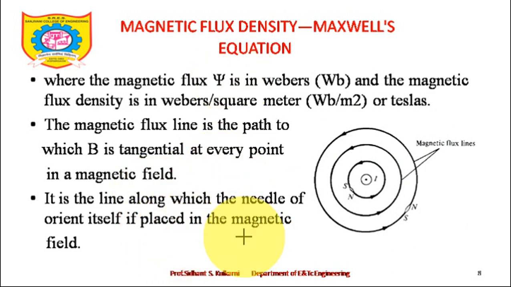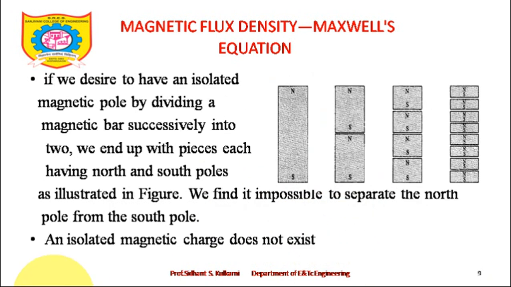It is a line along which the needle of a magnet orients itself when placed in the magnetic field. If you take a compass, the north needle and south needle are generally oriented in the direction, something like that. So it is a line along which the needle of the magnet orients itself when you place it in the magnetic field. So this is nothing but the direction of the magnetic flux density.